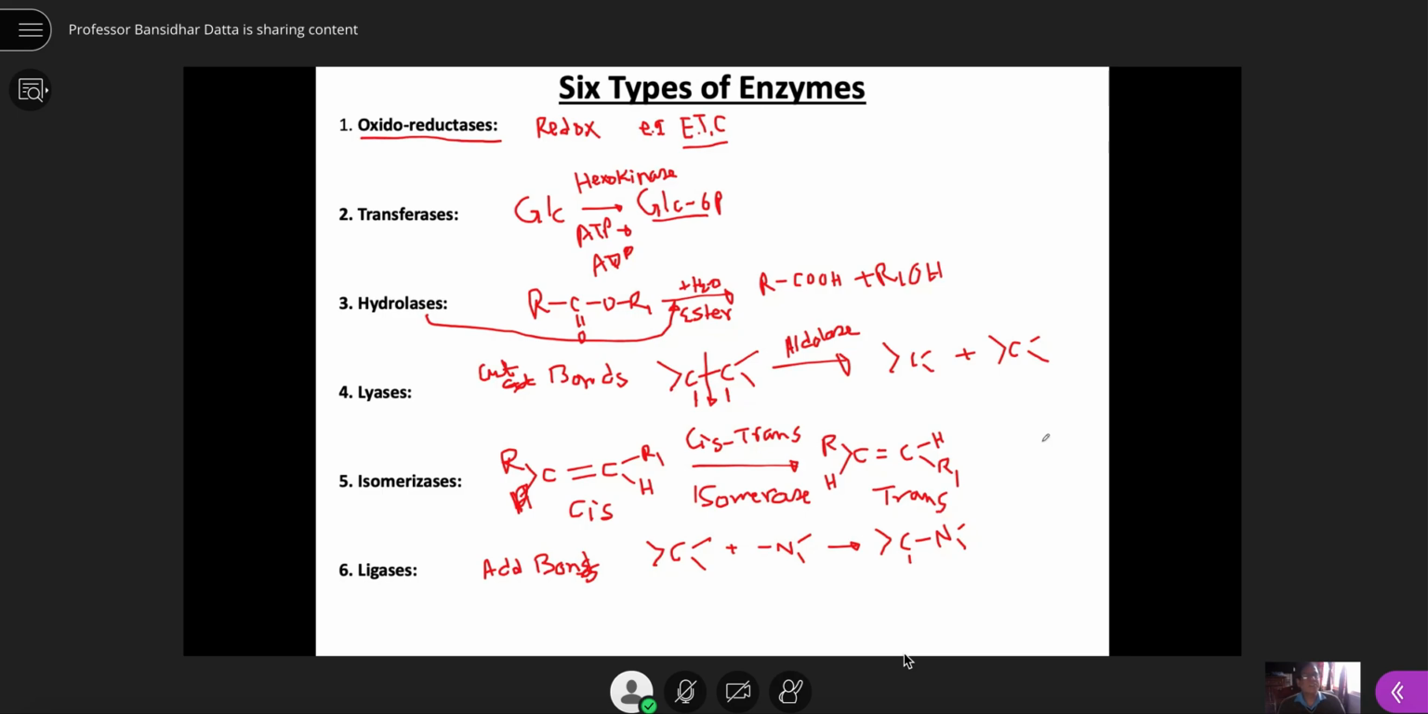Is it a transferase? Is it a hydrolase? Is it a lyase, isomerase, or ligase? Only 6 types are possible. Any questions? I have a question about the hydrolases.